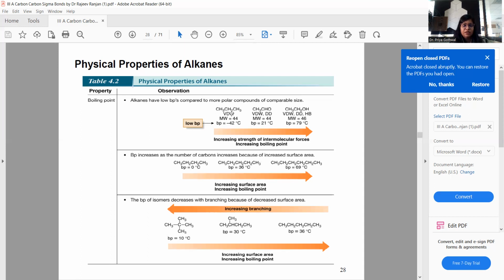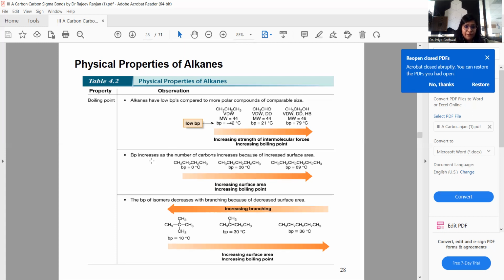Here we see propane has a low boiling point, minus 40 degrees centigrade, and a molecular weight of 44. Acetaldehyde has a molecular weight of 44 and a boiling point of 21 degrees centigrade, and ethanol has a molecular weight of 46 and a boiling point of 79 degrees centigrade. As it says, increasing strength of the intermolecular forces results in increasing boiling points.